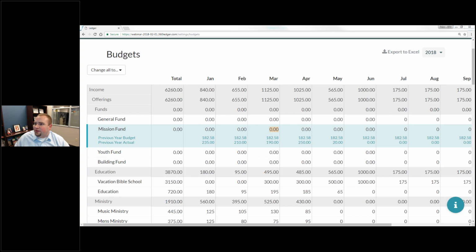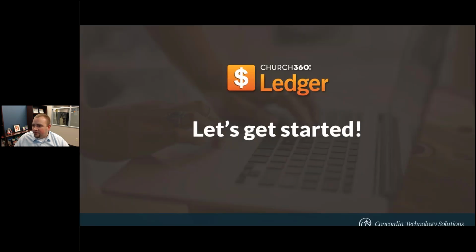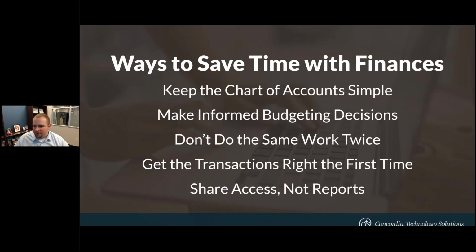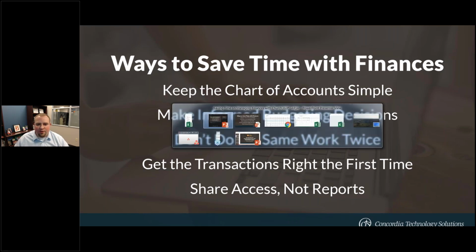Oops, let me get my outline. I have the budget thing open in two places. That's why I was taking a while. The next thing is multiple transactions. So you'll remember that when we were talking about multiple transaction paths, we had keep the chart of accounts simple, make informed budgeting decisions, and don't do the same work twice. This kind of goes along with getting the transactions right the first time. And in fact, as I think now, I probably should have switched those two around. But we're going to talk about them together.